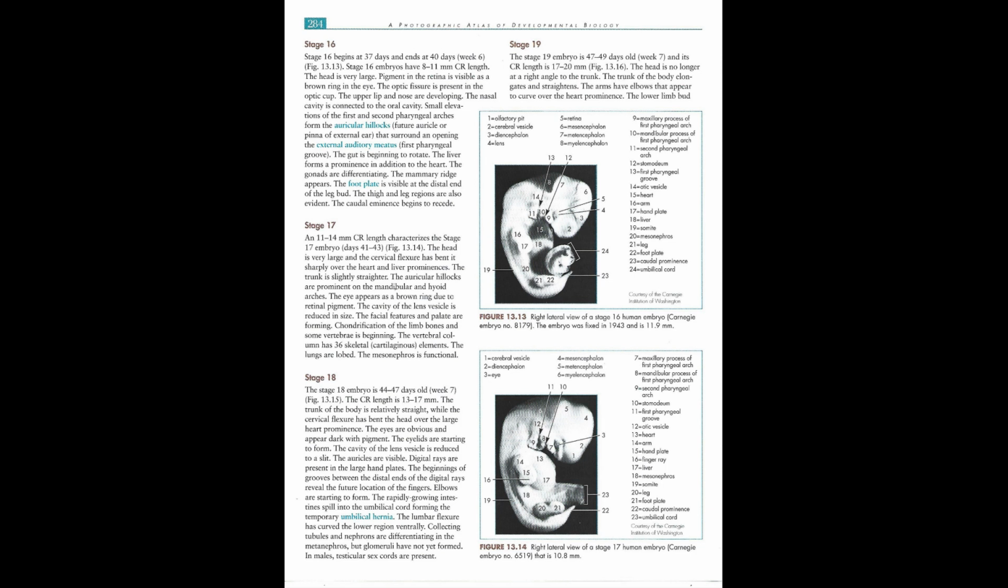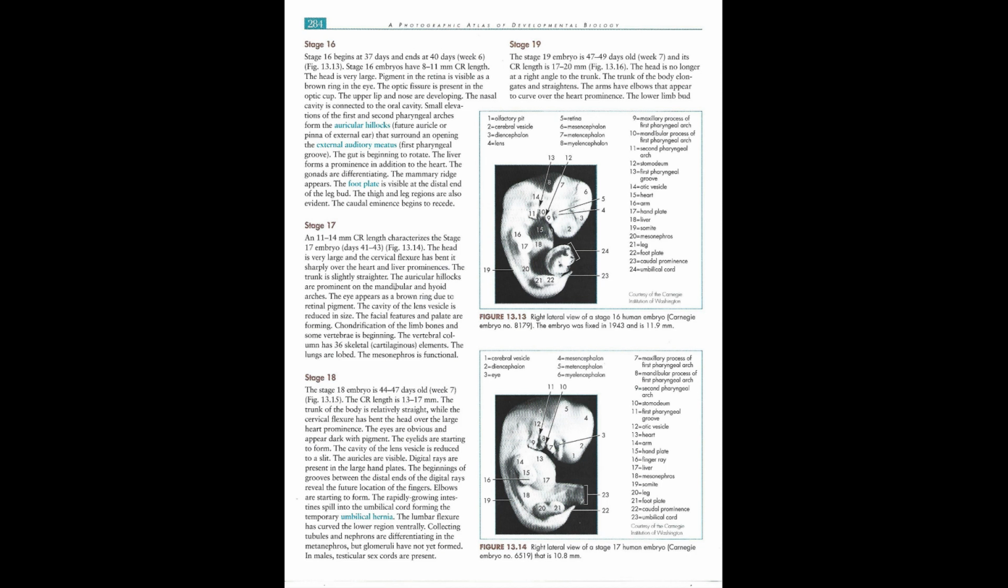Stage 17. An 11 to 14 mm CR length characterizes the stage 17 embryo, days 41-43, Fig 13.14. The head is very large and the cervical flexure has bent it sharply over the heart and liver prominences. The trunk is slightly straighter. The auricular hillocks are prominent on the mandibular and hyoid arches. The eye appears as a brown ring due to retinal pigment.